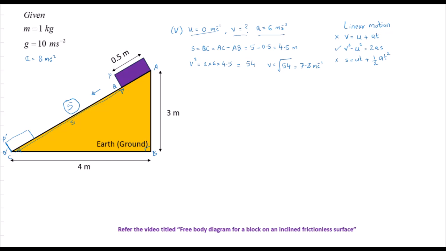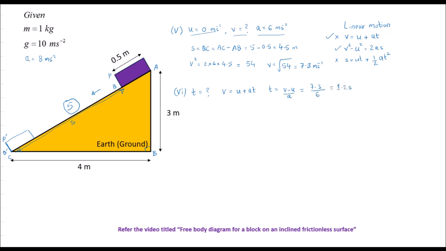All right, now coming to part 6. Continuing with this flow, after how much time will this block hit the ground? So this time we have to find time, and for which we can use any of the remaining two equations, but the simpler one to be used is V equals U plus at. So T will be equal to (V minus U) over a. And V is 7.3 minus 0, over a, which is 6, comes to roughly 1.2 seconds.